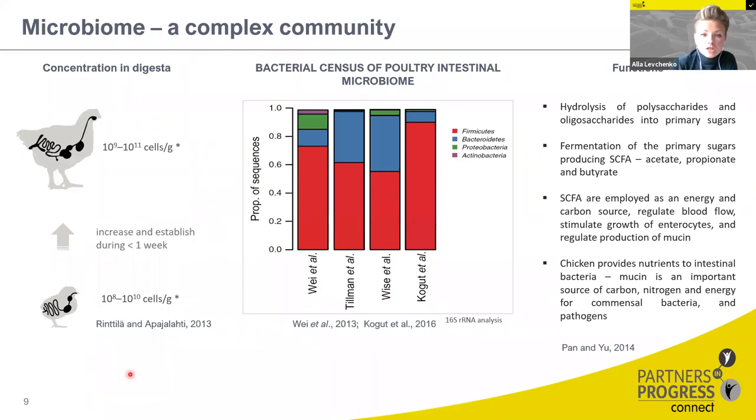Once the chick has hatched, so came out of the egg and came into contact with the microflora in the environment, it takes about 1 week for the microbiome population to develop to its full capacity and to establish its population. In the intestine of the day-old chick, there are approximately hundreds of millions to billions of bacterial organisms present. And after 1 week, this number increases to hundreds of billions. So the increase of the number of organisms that are present is quite a gigantic step.